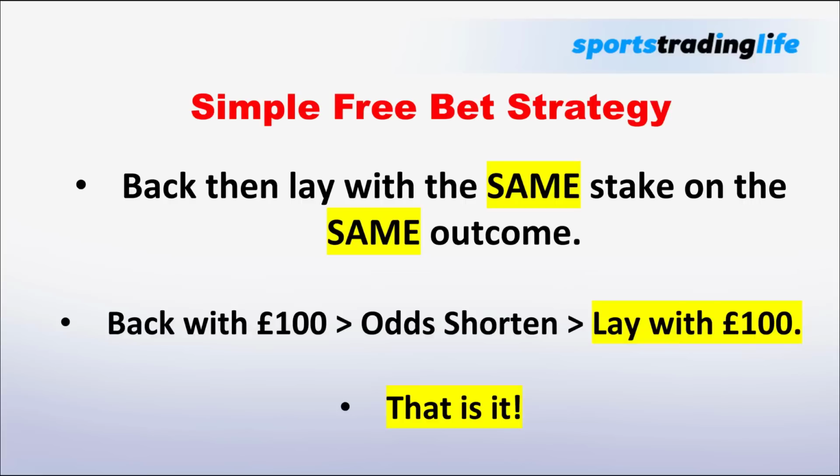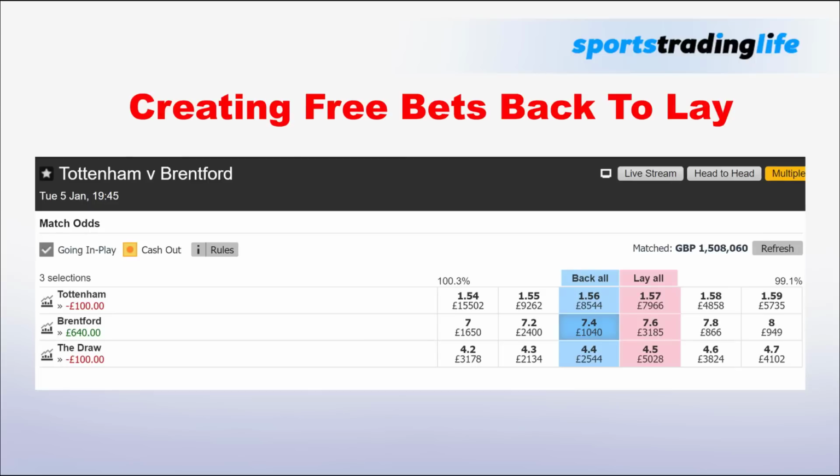Let me just explain in a little bit more detail here. So we've got Tottenham against Brentford, and let's just say we want to back Brentford here with £100, as you can see, backing them at 7.4. So just as a regular bet, backing Brentford at 7.4 with £100, it's going to give us £640 of profit. However, we want to create a free bet.